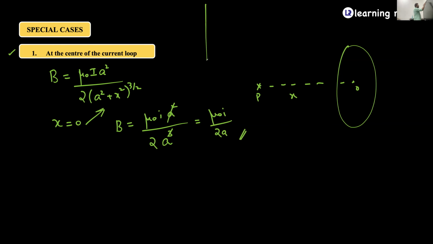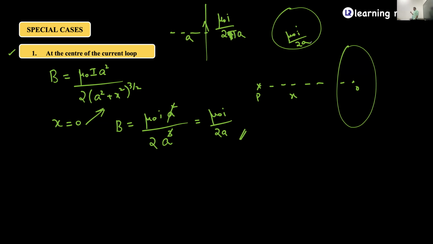If you see, for an infinite length conductor, we get the value as mu naught I by 2 pi a for a point which is considered at a distance a from the conductor. Whereas for a circular loop, at the center, you get mu naught I divided by 2a.